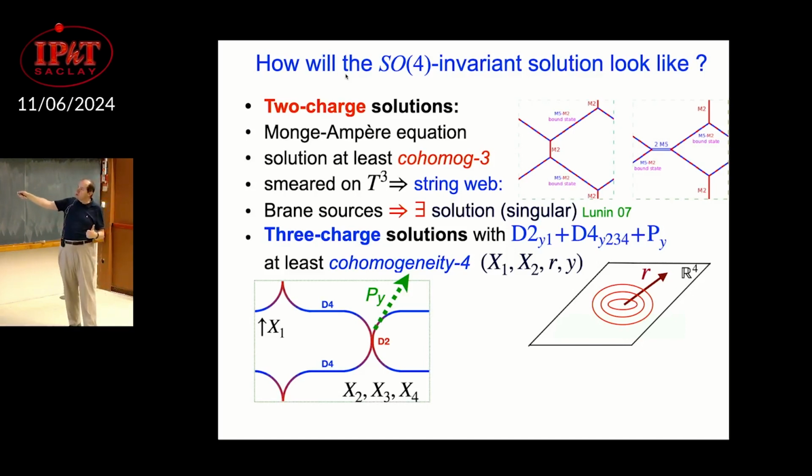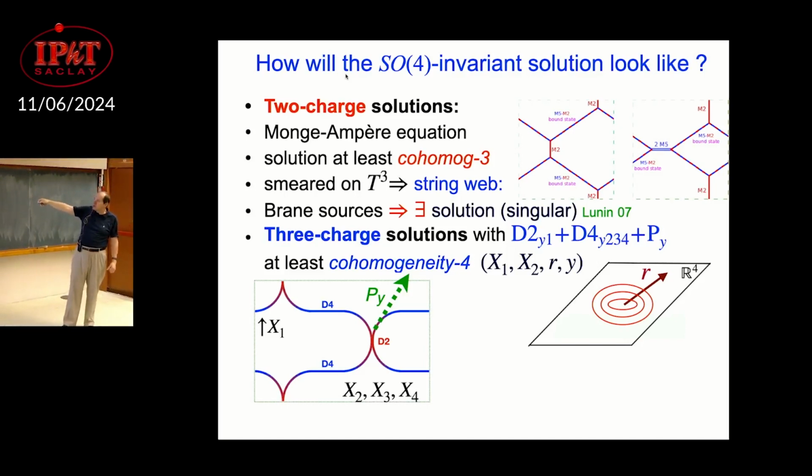Of course, if you smear on the torus, you'll get the black hole. If you smear on the M2 direction, you get the black hole. You can always smear, but when you smear, you get the black hole. If you want to get microstructure, you have to avoid smearing. So it was shown by Lunin back in 2007 that if you just put some brane sources, you actually get a solution.